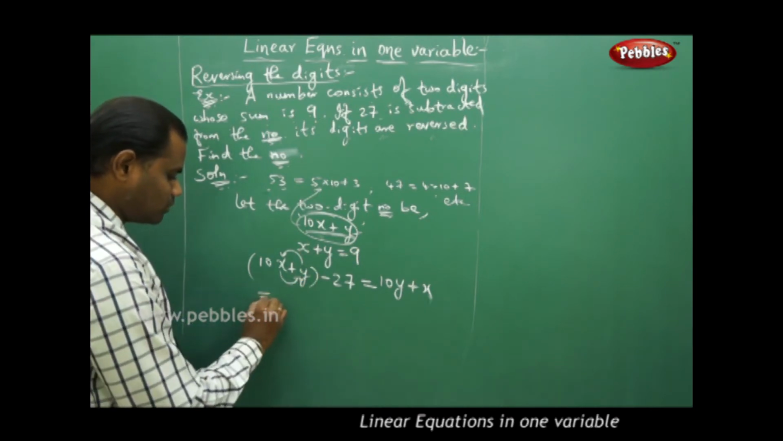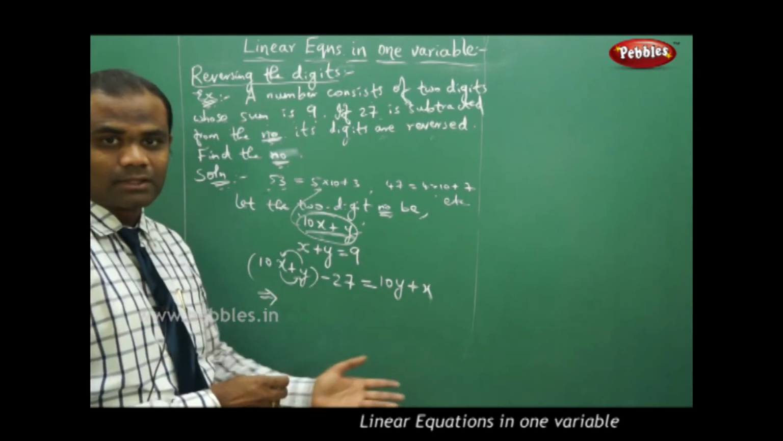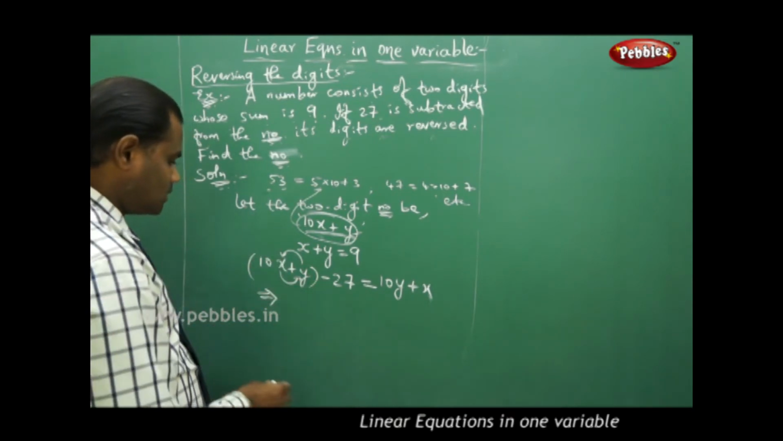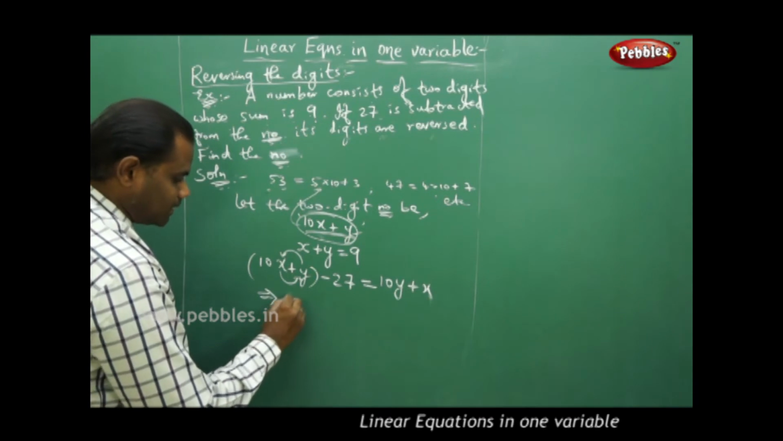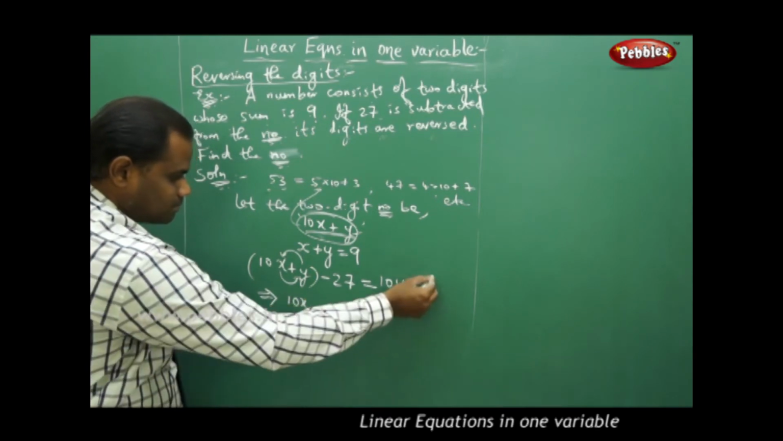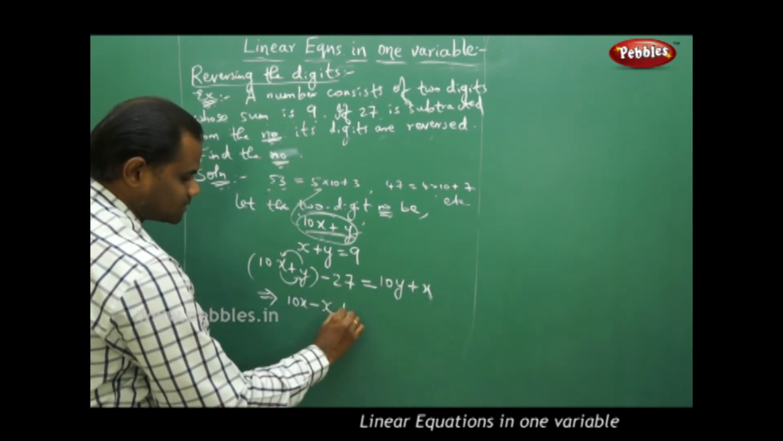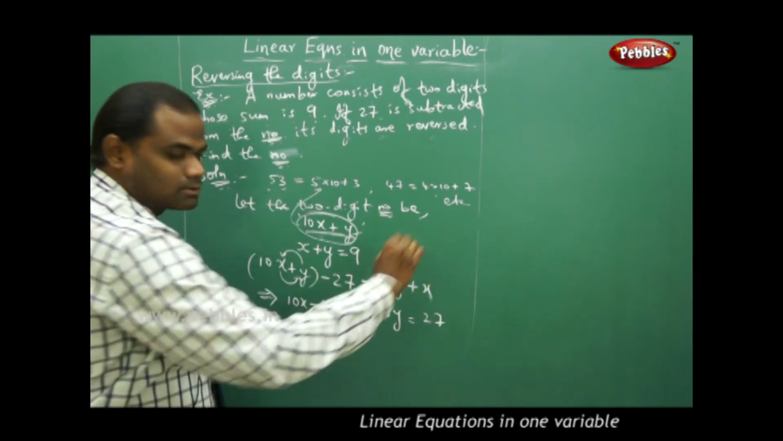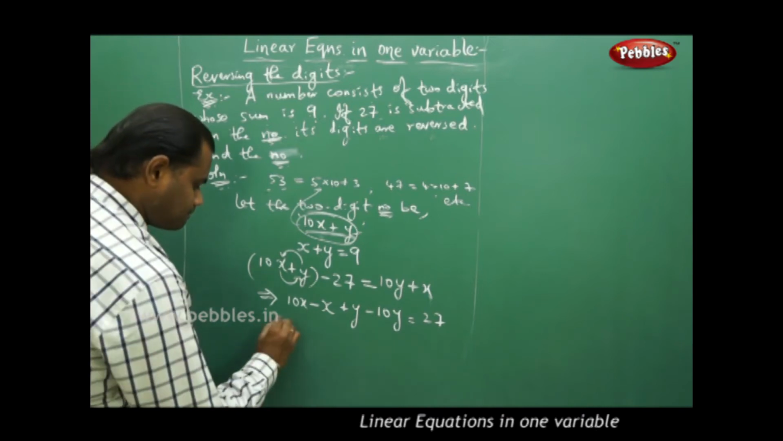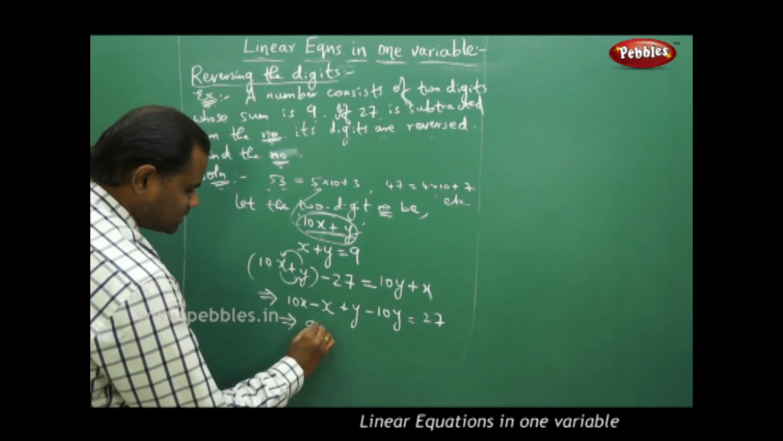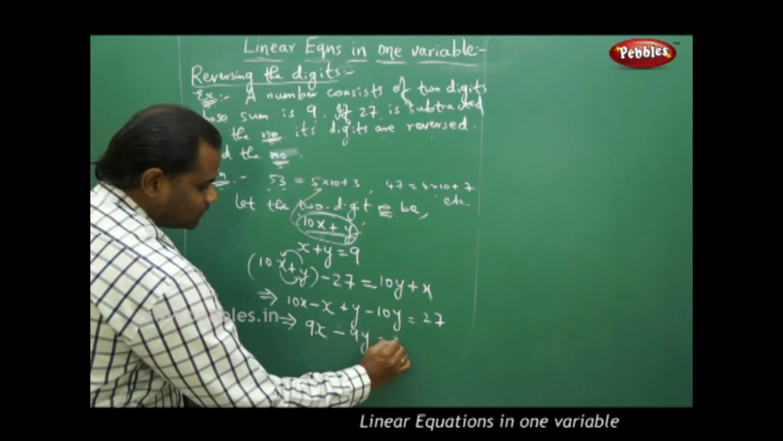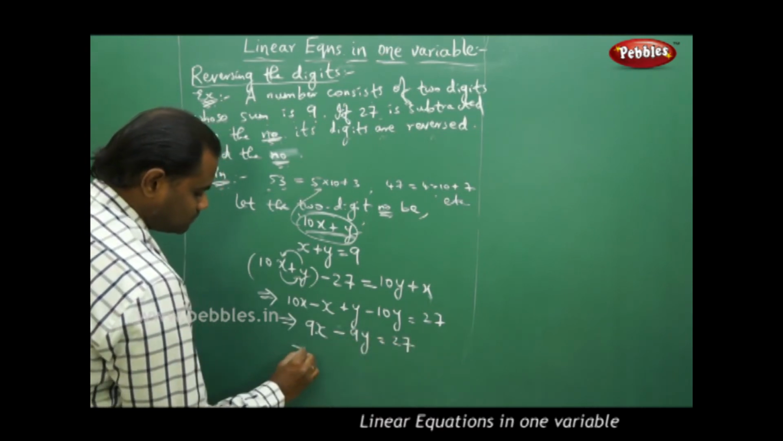So initially I'm going to solve this by expansion of brackets and bringing all x and y's to one side and remaining constants to the other side. So here in this case, I get 10x plus x, here it becomes minus x plus y minus 10y is equal to 27. Now 10x minus x is 9x and y minus 10y is minus 9y, equals 27.